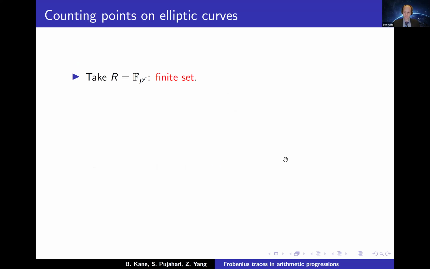Well, if instead of something like the reals, we take a finite field, then there's a finite number of solutions, simply because we have a finite set. There are finitely many x's, there are finitely many y's, and we can simply count the number of solutions. And what you find is that the expected value, so to say, of the number of solutions is p to the r plus 1, where this field has p to the r elements. The plus 1 comes from the infinite point.